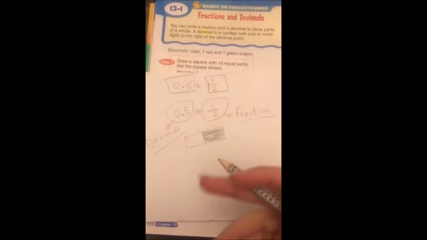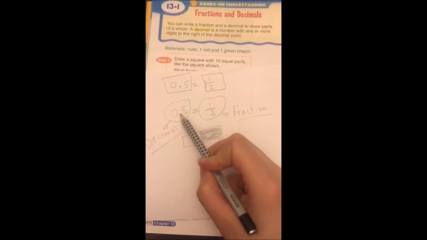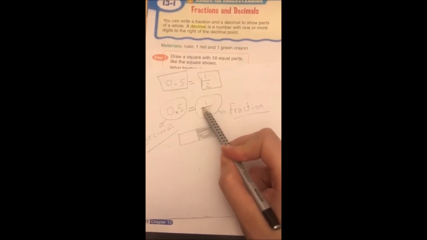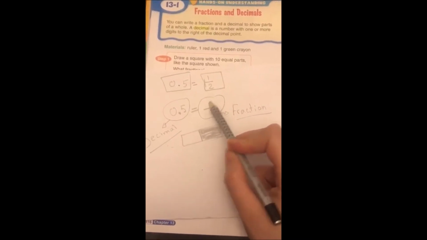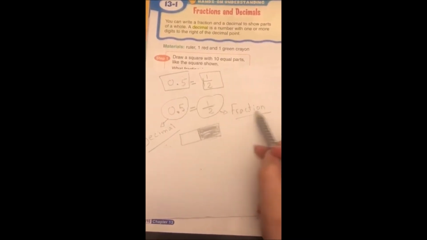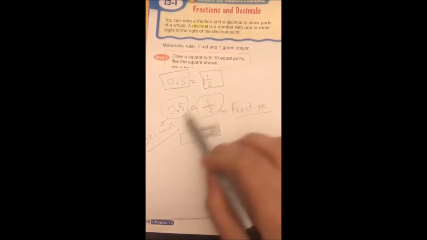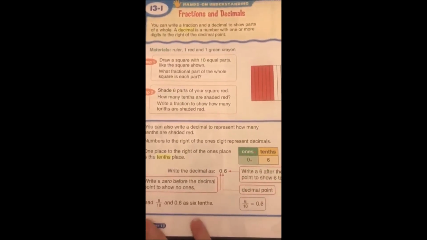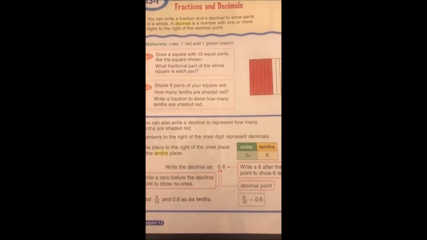Okay, so let's revise this. When we have a number with a decimal point, we call it a decimal. When we have a fraction like this, with a numerator and denominator, we call it a fraction. And decimals and fractions show us parts of the whole. Okay, I'm going to move on and we will learn how to deal with those decimals.